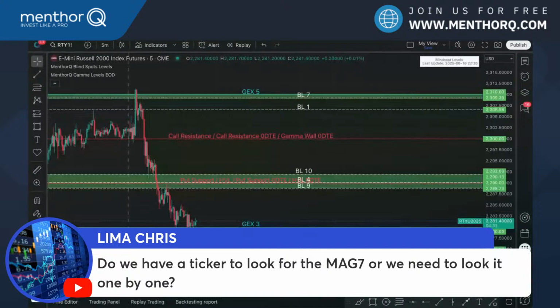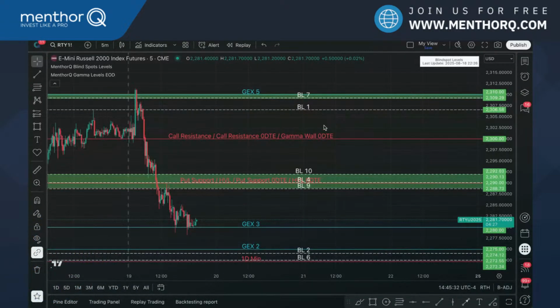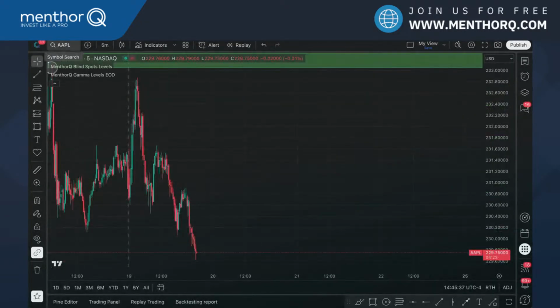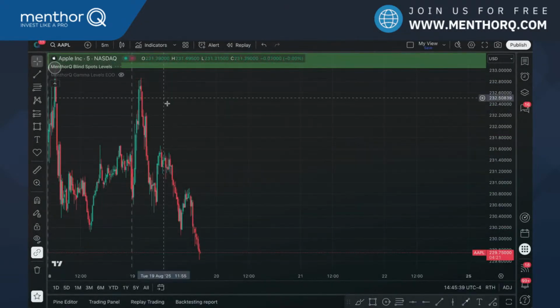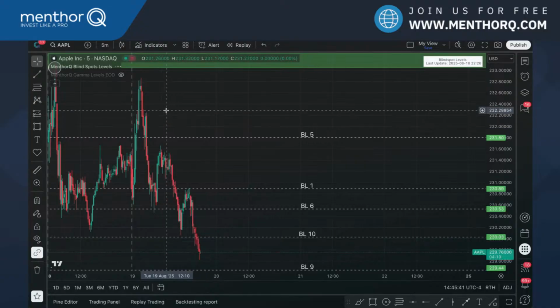Do we have a ticker to look at Max 7? No, you would use them one by one. So you would use the single ticker. So you would just type in the ticker and you would get the blind spots for that ticker.